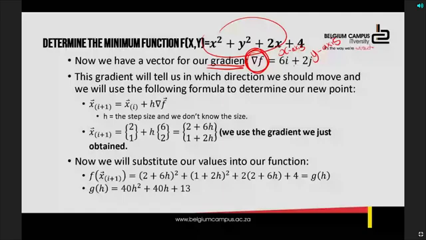Now we can go on. So please, guys, don't write to me 6x plus 2y, because then you're telling me we still need to find x and y. We do have the direction. We already have our answer for x and y. Please don't do that. That means something else.